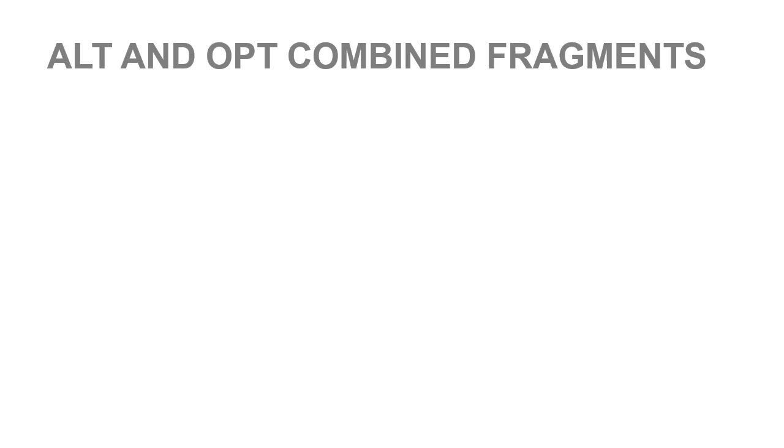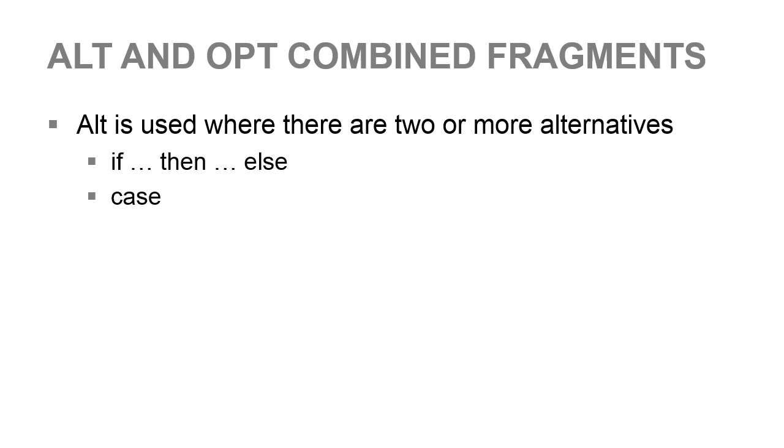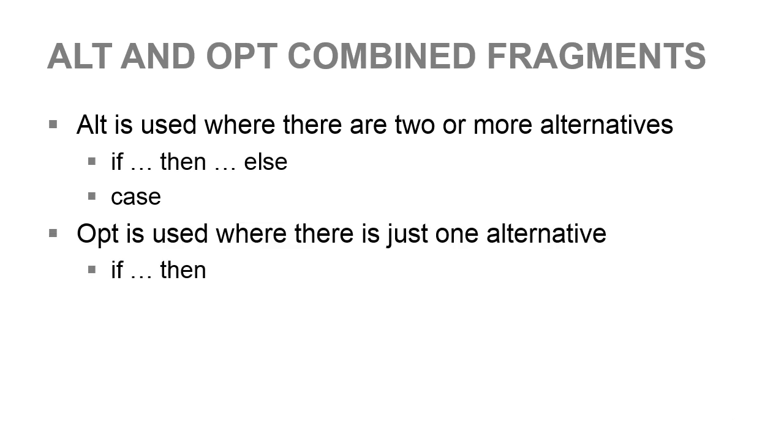These two types of combined fragment use the keywords alt and opt. Alt is used where there are two or more alternatives, as with an if-then-else statement, or for a switch or case statement. Opt for option is used in those situations where there is just one action that must be carried out or not carried out, depending on some condition, equivalent to an if-then statement.